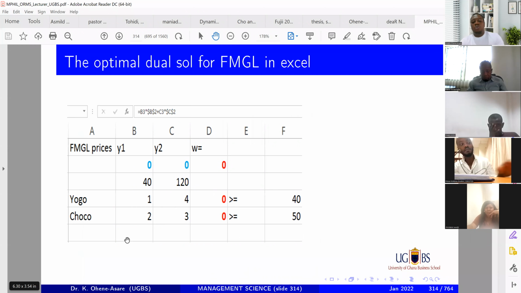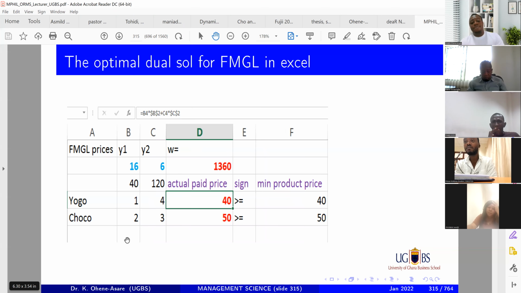This is what you do. The same approach, you put it in Excel, solve it. You can do this on your own. Solve it, and this is what you get. Watch the minimized price. You can see that the total minimum cost is 1,360. And if you can remember, that was also the total profit for FMGL Ghana Limited. Do you remember? That was the same thing.